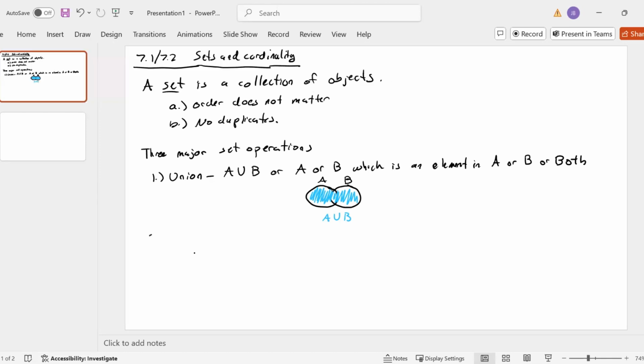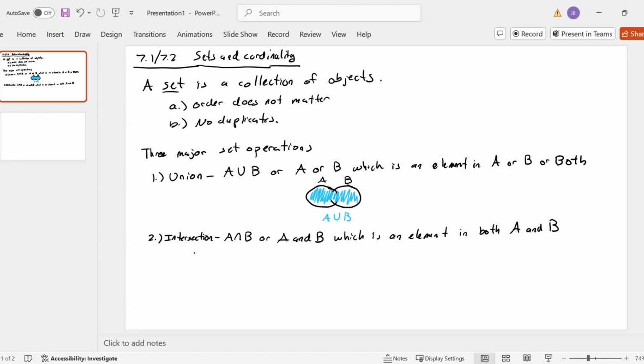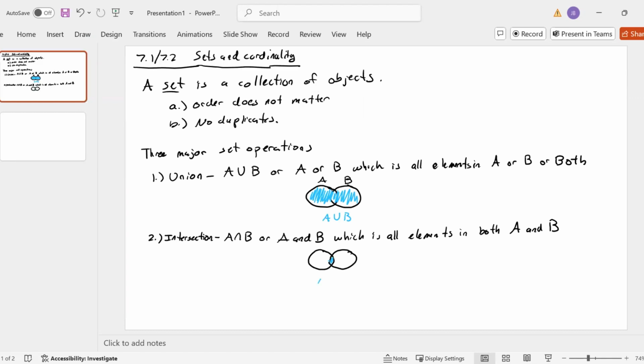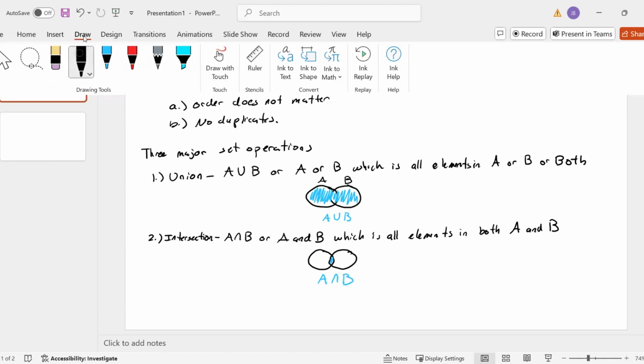The other one is the intersection. That's A intersect B, or A and B. The word for that is "and," which is an element in both A and B. From the Venn diagram perspective, that's just going to be this little region right here. So that's A intersect B.